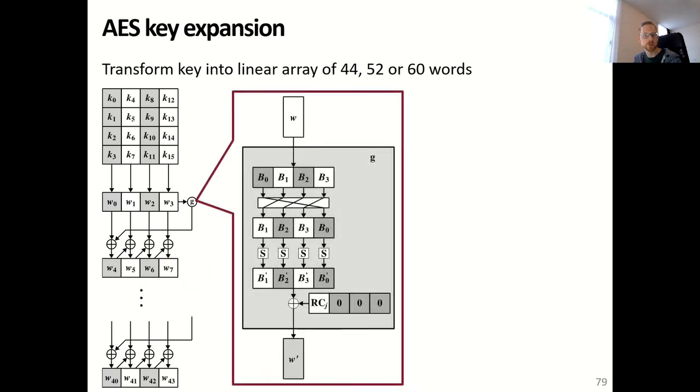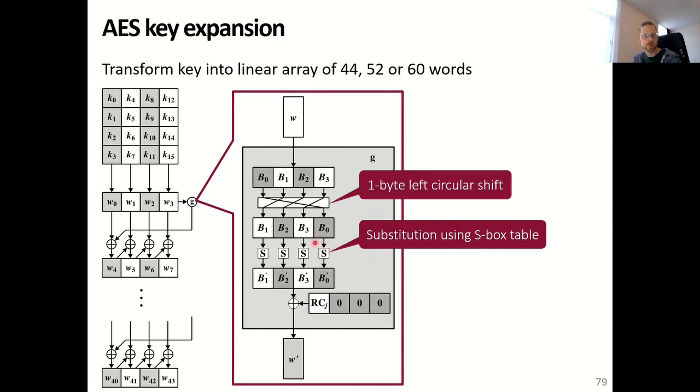And here you see what the function G looks like. The function G starts with a word of 4 bytes. So this word consists of bytes 0, 1, 2, and 3. Then it performs a left circular shift of a single byte. That means that byte 1 goes to position 0, byte 2 goes to position 1, byte 3 goes to position 2, and finally byte 0 goes to the right to position 3. In the next step, this function G performs a substitution using the same S-box and the same technique as the sub-byte step of the AES algorithm.